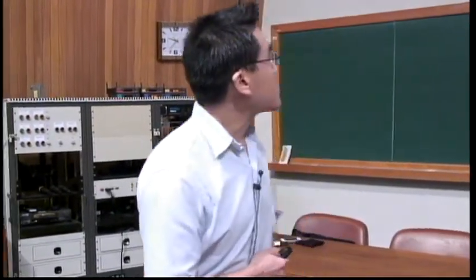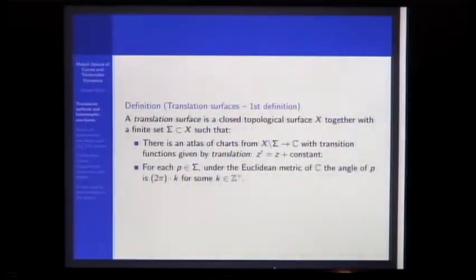Secondly, what happens to those special points in the set sigma? For each special point P, you view this as the standard Euclidean plane, so it has a Euclidean metric, right? Under this Euclidean metric, if you go around the point P, you can measure the total angle at P, and it has to be an integral multiple of 2 pi. In this case, we say that those special points P are saddle points. If this integral multiple is k, the total angle at that point P is 2 pi times k. Let me show you some pictures to illustrate the idea.